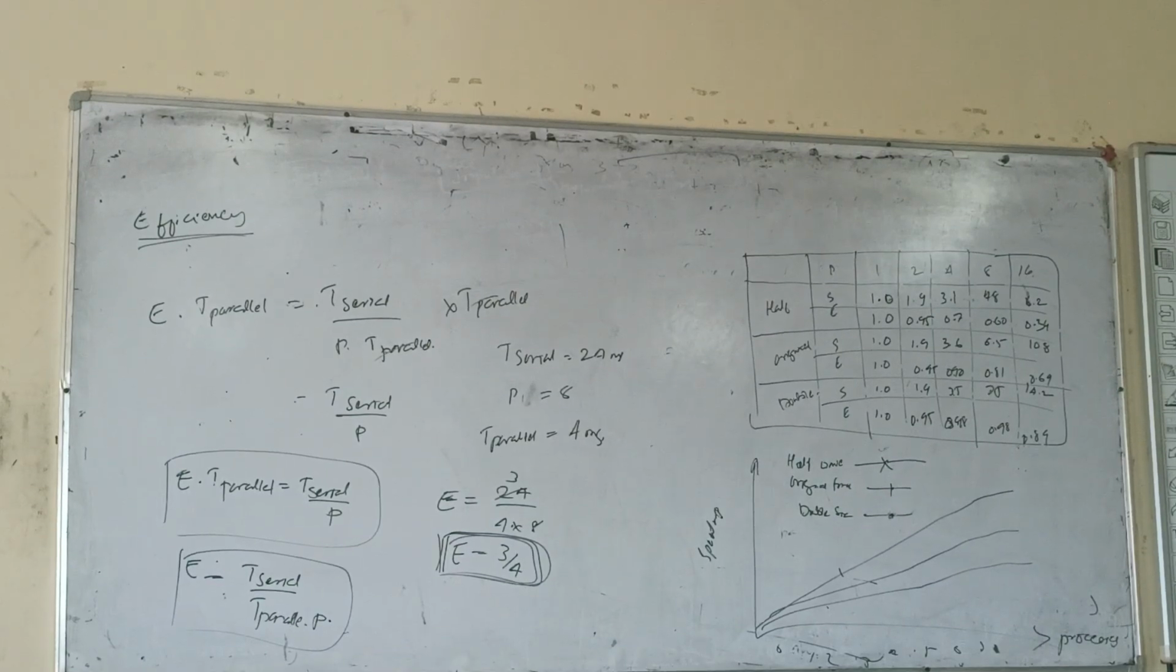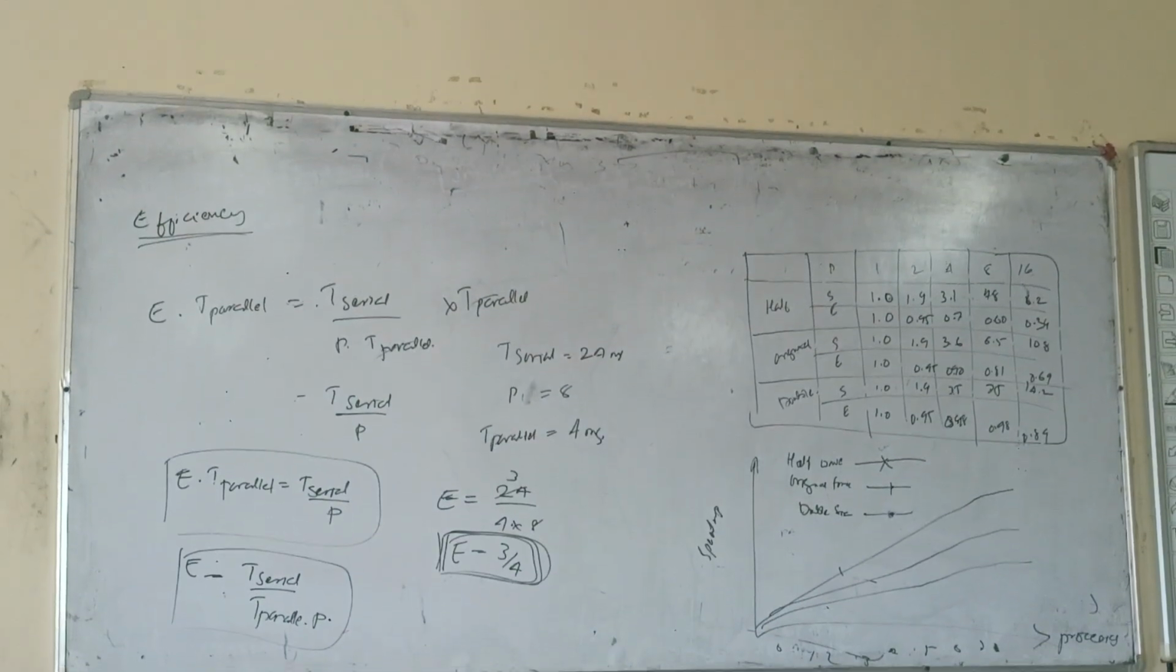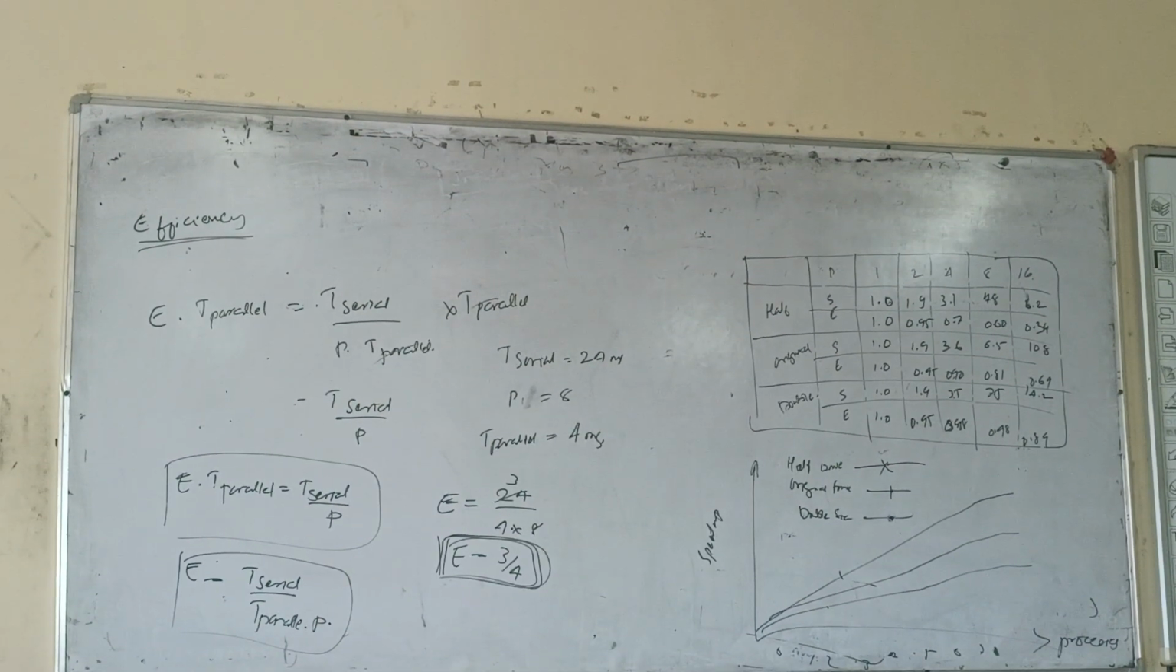Amdahl's law says that unless virtually all of the serial program is parallelized, the possible speedup is going to be limited, regardless of the number of cores available.